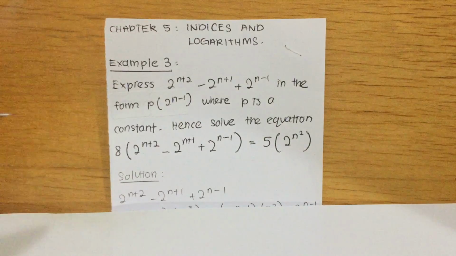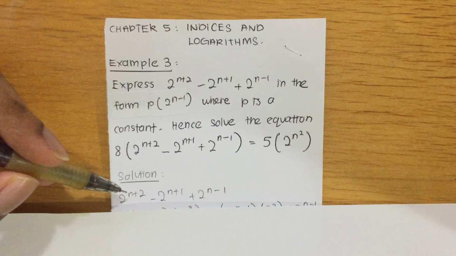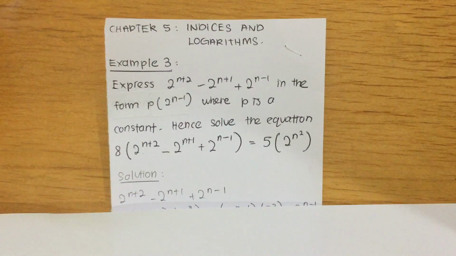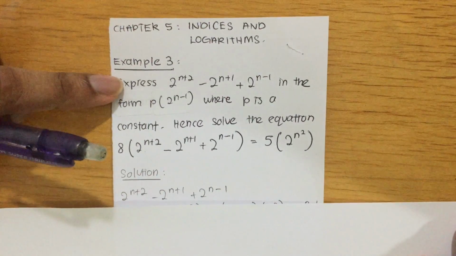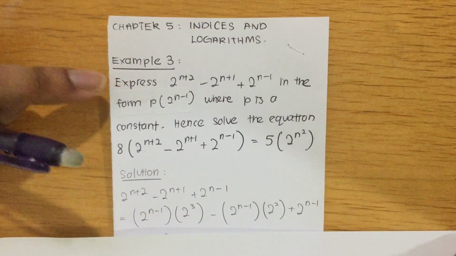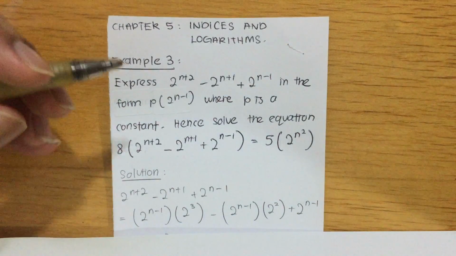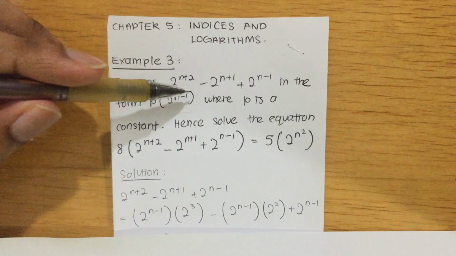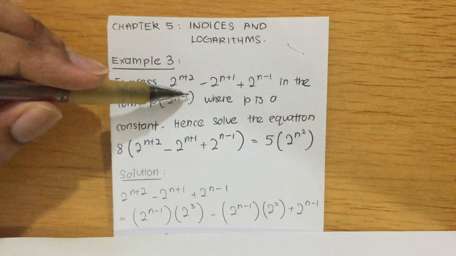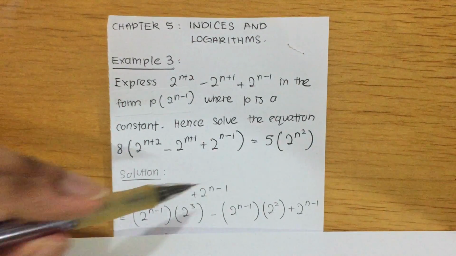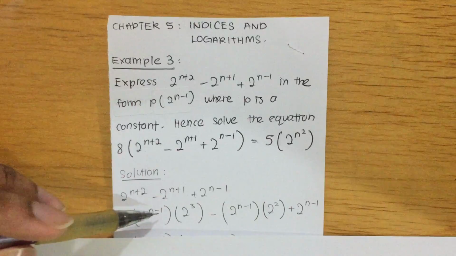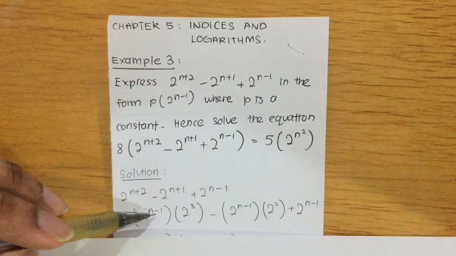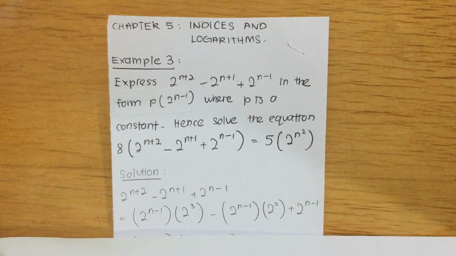Okay, to start off, I rewrite the whole expression here: 2^(n+2) - 2^(n+1) + 2^(n-1). Proceed with the next step. Since the question asks to form p(2^(n-1)), we need to form an expression of 2^(n-1), so I factor out the whole expression in terms of 2^(n-1), which means I need to form it in terms of 2^(n-1) without affecting the original expression.